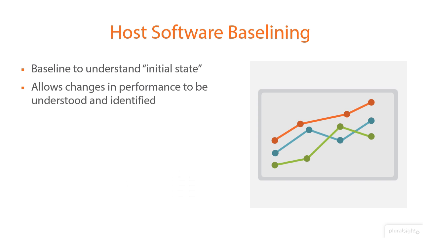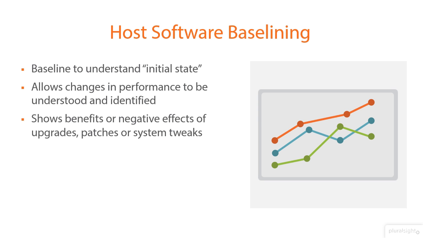From there, once we snap that line, we can now compare against that to see any changes, whether the benefits or the negative effects of upgrades, patches, or system tweaks. It's very important that you understand the value of this, because without a baseline in play and something to compare against, how can you really understand whether your systems are functioning well or degrading over time? There's really no way to understand that unless you have something to compare against.